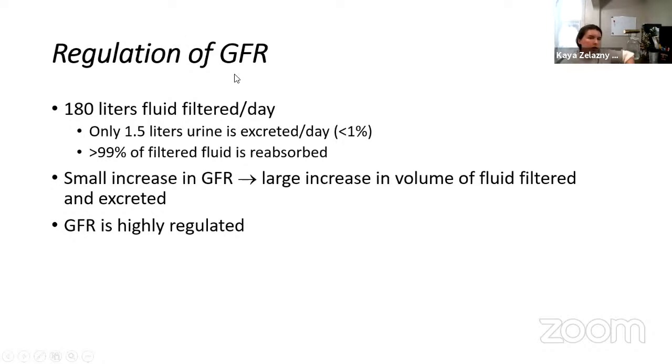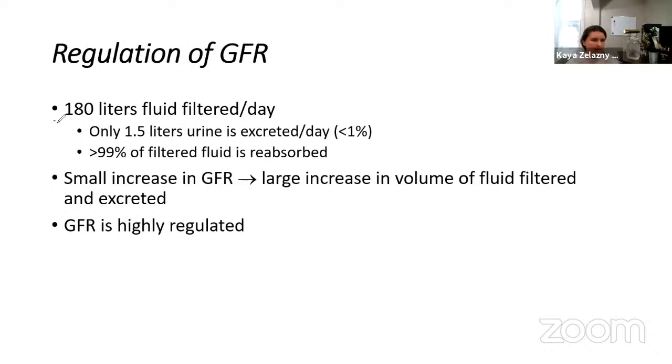So glomerular filtration rate is usually about 125 milliliters per minute, which comes out to 180 liters per day. We're going to want to regulate that filtration, just like we regulate all sorts of things in our body. One of the reasons that we want to regulate that glomerular filtration rate is that it sets us up for the correct amount of reabsorption in our nephron.